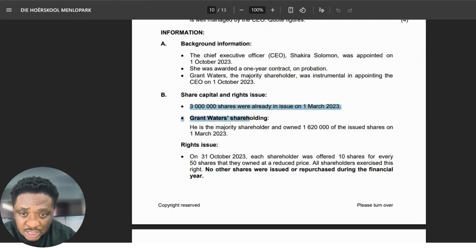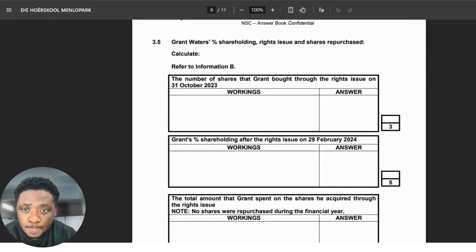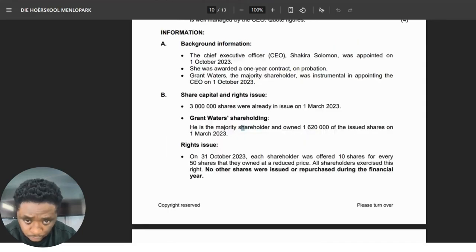So 3 million shares already in issue, and it says Grant's shareholding. So he is the majority shareholder, and he owned 1,620,000 of shares issued on 1 March 2023. Okay, so our question is not about 1 March, but it's about the rights issue on 31 October 2023.